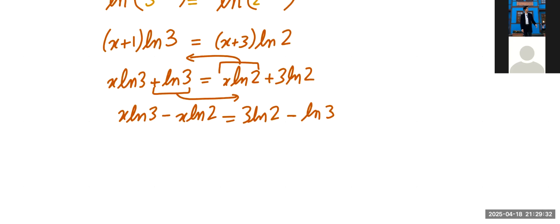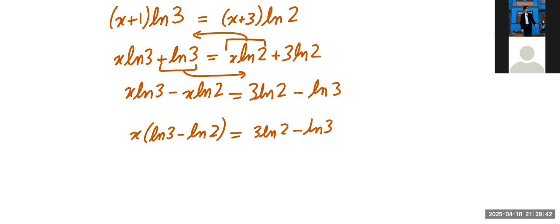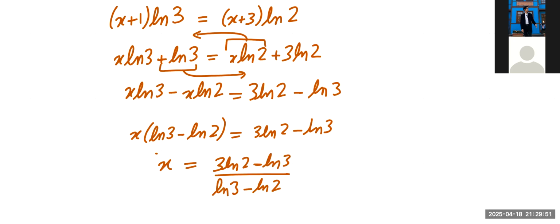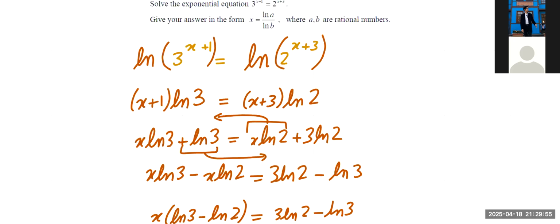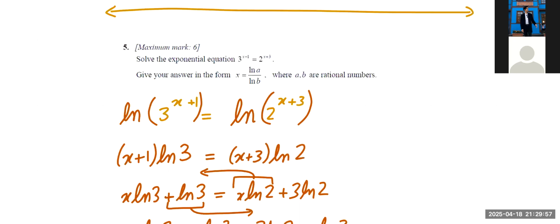So now I can take an x common here, and on the right side I have that. And now I can divide both sides by this, and that's it, I think. Let me make sure. So the answer is supposed to be in this specific form.